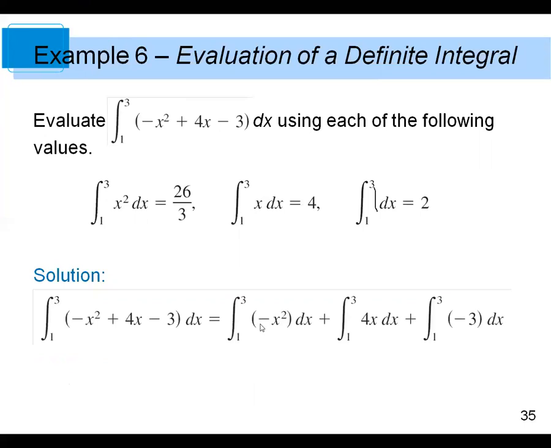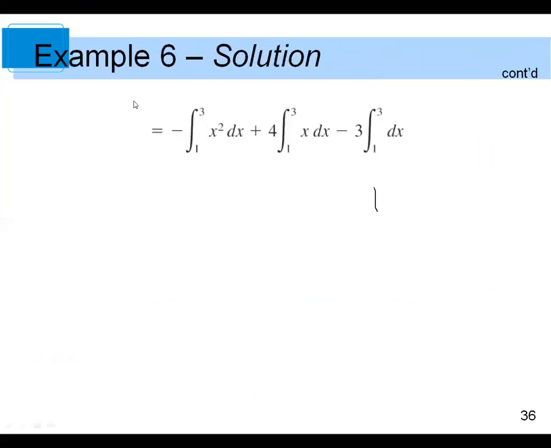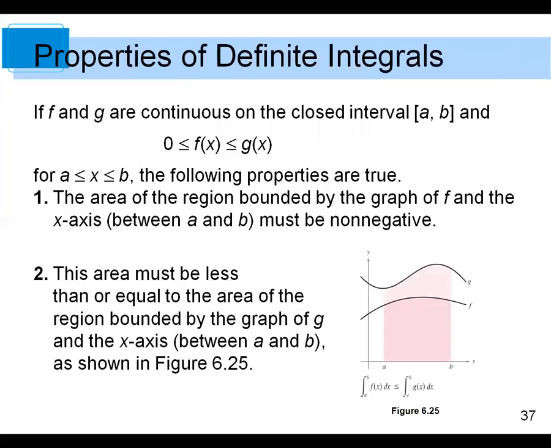So I can split this integral up into 3 separate integrals and then factor out the negative, the 4, and the -3. Then I can use the fact that the integral from 1 to 3 of x squared was 26/3, so this one is -26/3. From 1 to 3 of x was 4, so this is 4 times that, so you have 4 times 4. From 1 to 3, the integral of dx was just 2, so it was multiplied by -3, so it's -3 times 2. And if you multiply all those out, add and subtract them up, you get 4/3.